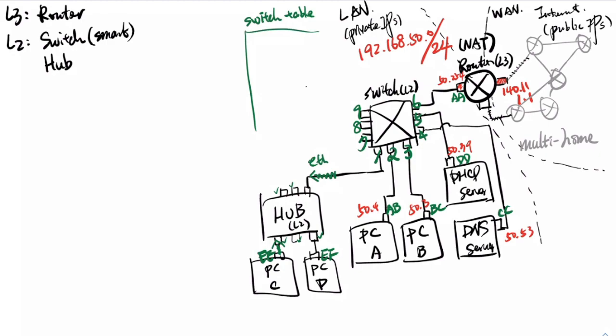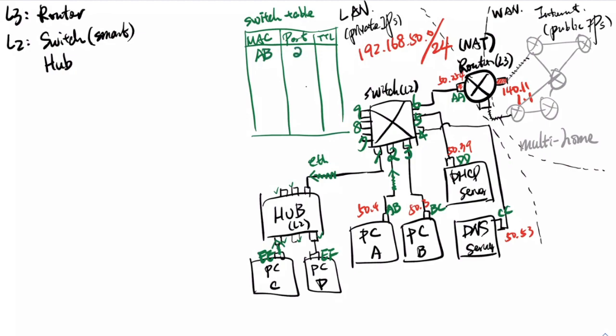The switch table looks like this. We have a TTL, time to live, and we have MAC right here and the port right here. That means when this smart switch receives a layer 2 frame, an Ethernet frame, for example from PCA, whose source MAC address is AB, it checks the source MAC address every time. So it will have an entry in its switch table like this: MAC address AB is from port number 2.